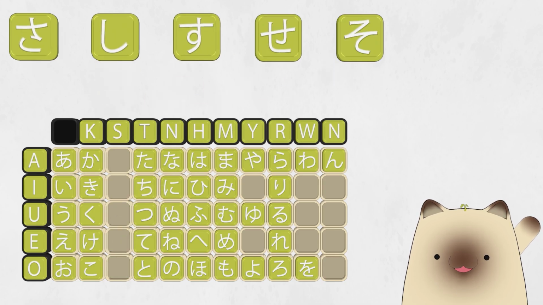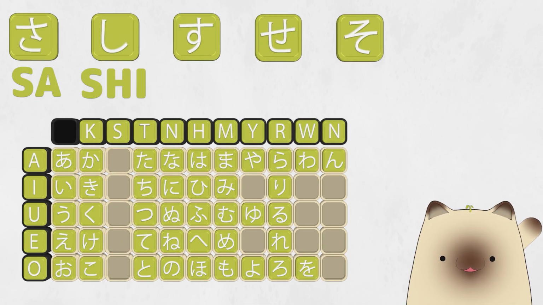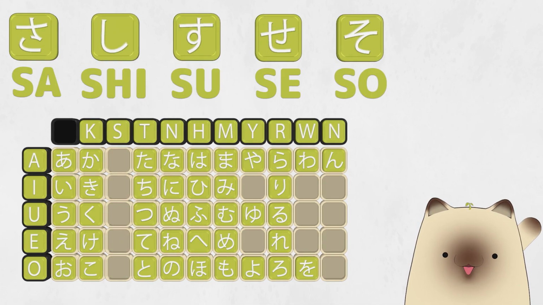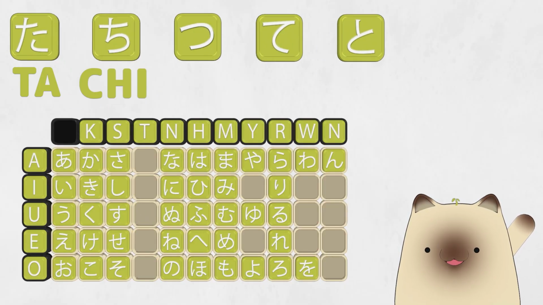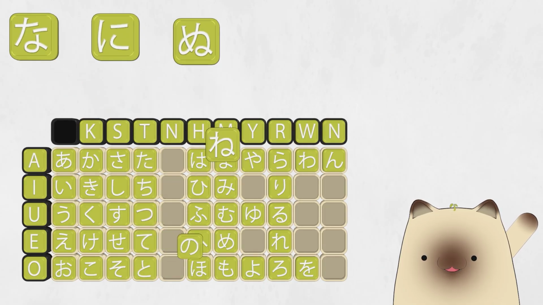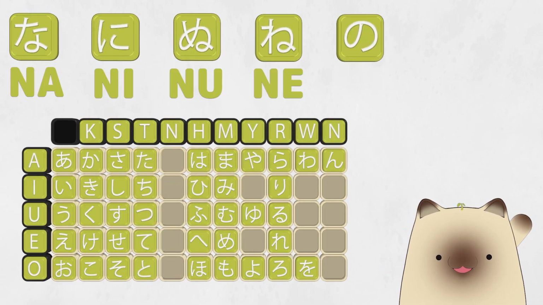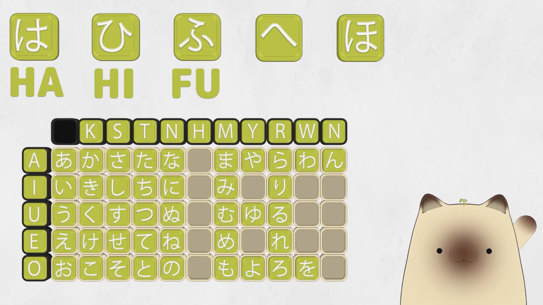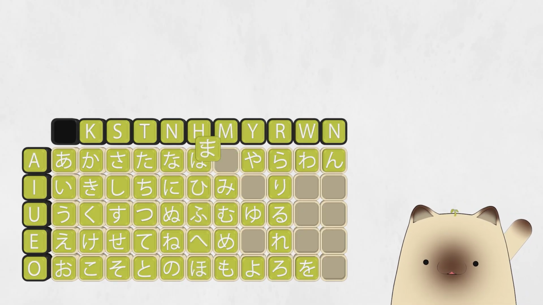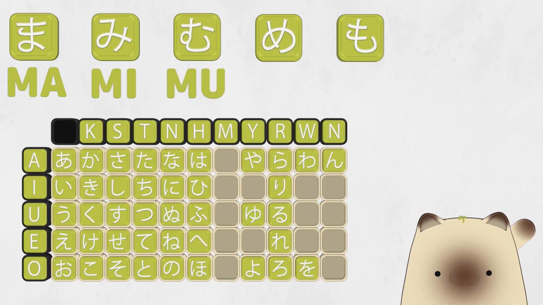The S's have a slight exception, but are read sa, shi, not si, su, se, and so. There are also two exceptions in Ts. These are read as ta, chi, not ti, tsu, not tu, te, and to. The Ns are simply na, ni, nu, ne, and no. The H's have one exception, and they're read as ha, hi, fu, not hu, he, and ho. The M's are also easy, they're just ma, mi, mu, me, and mo.